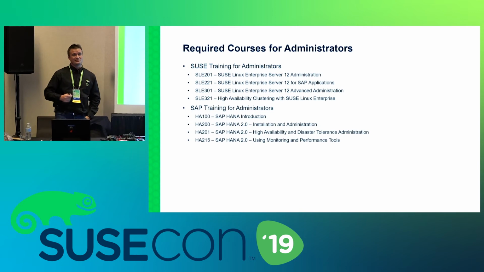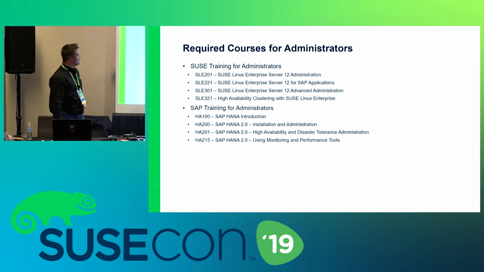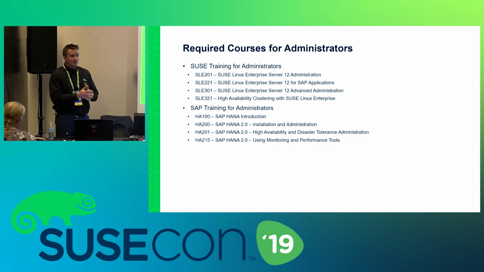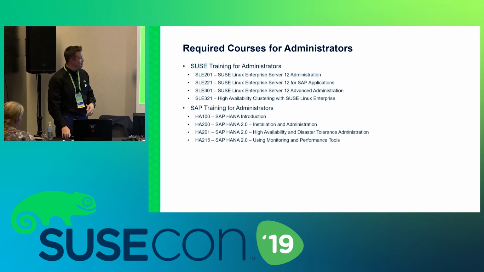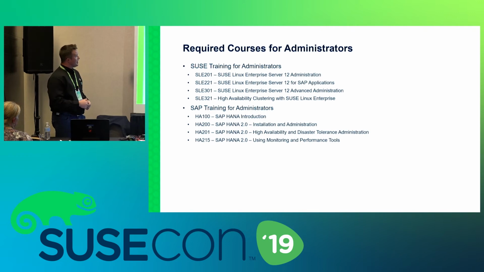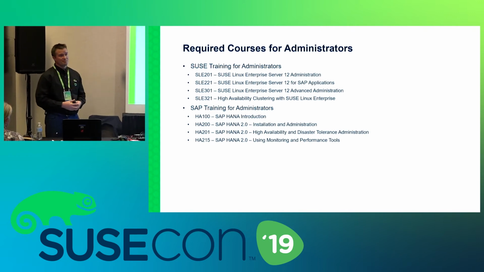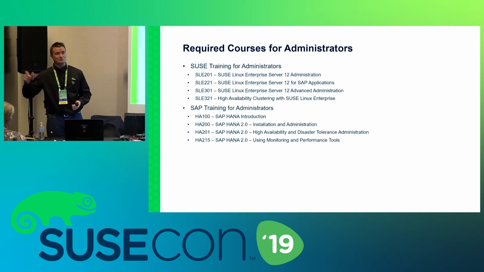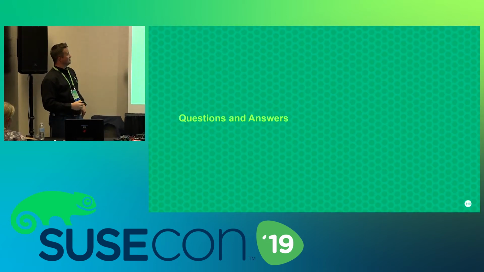Training for administrators for HANA. The recommended courses is HA 100, which teaches you the basics of HANA. HA 200 talks about installation administration. What are the various different ways that you can set it up? 201 is high availability for HANA and disaster tolerance administration. It's a very new course. And 215, using monitoring and performance tools, like some of the tools I showed you early on. How can I use these tools in my environments?